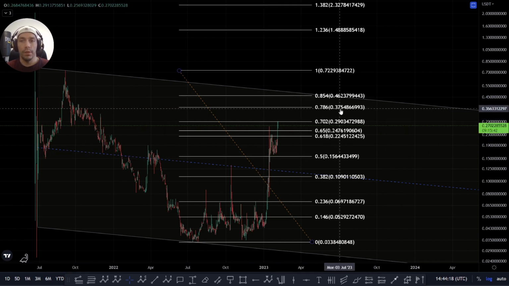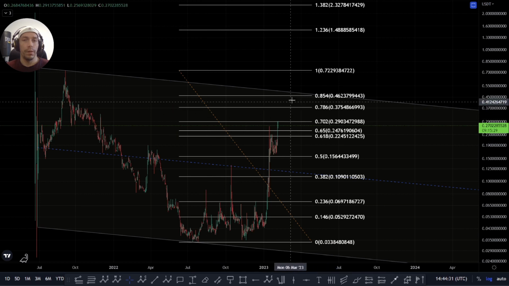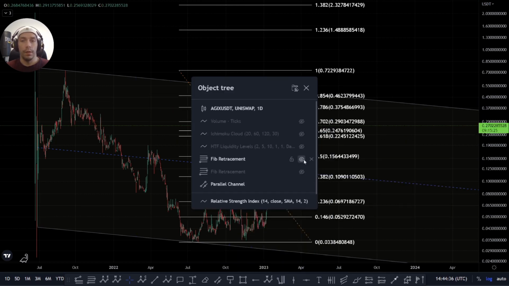Like I said, the 786 area is potentially important as well at the 3754 area. 854 would be this 4623. So this is something that I'm looking at just from a Fibonacci perspective. This would also tie in quite nicely to come into the top of this channel, that 854. There's another way we can look at this.